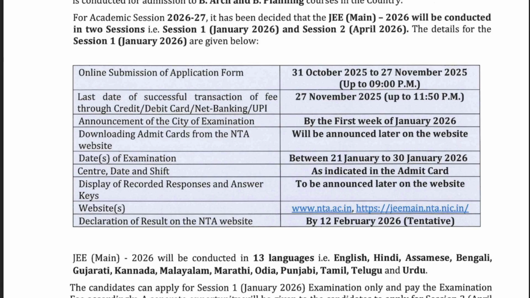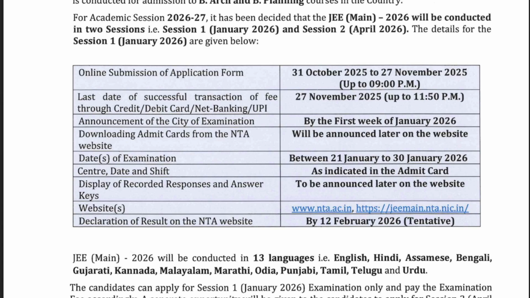Let's take a look at the official dates which are introduced by NTA for JEE Main Session 1. So the application for Session 1 began on 31st October 2025 and the last date to submit the application form is 27 November 2025. And candidates can make the fee payment through credit card, debit card, net banking and UPI till 27 November 2025, till 11:50 p.m.